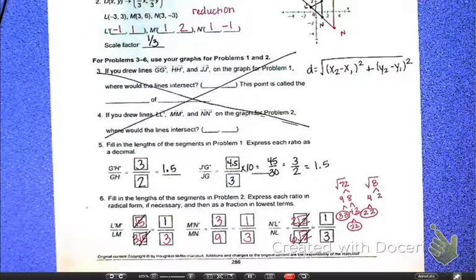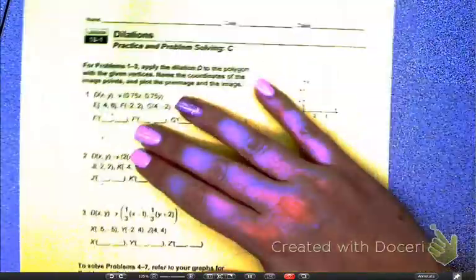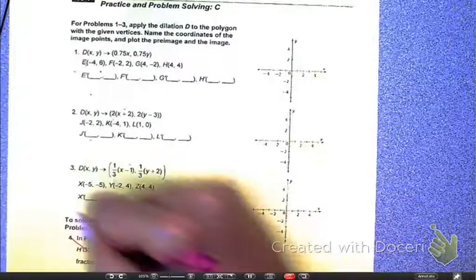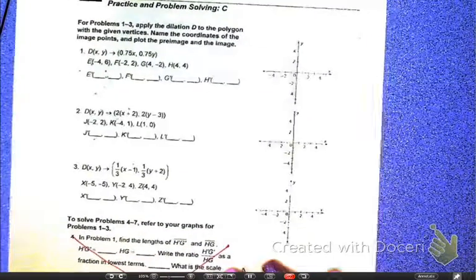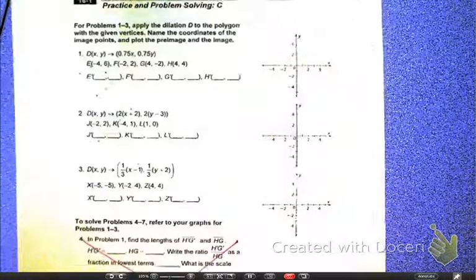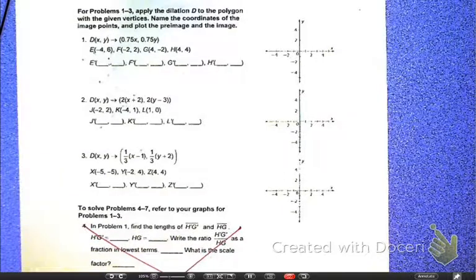Questions on this front side? Okay. The back side's going to be your homework, but I do want to look at it real quick. First of all, you are not doing problems 4 through 7, so you can cross off 4 through 7. I need everyone to pay attention. Looking at problems 1 through 3, it is exactly like 1 and 2 on the front. So you're going to need to graph the pre-image, apply the dilation, and then graph the image.